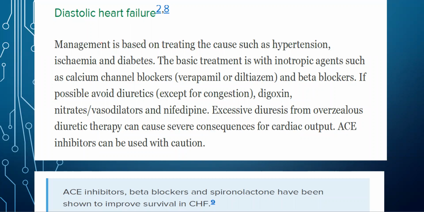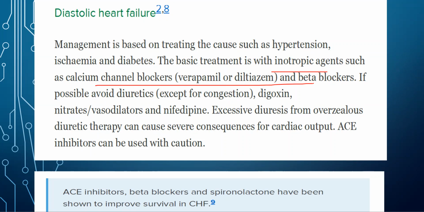In diastolic heart failure, the management is based mainly on treating the underlying cause. If the patient has hypertension, manage the hypertension. If the patient has diabetes, control the diabetes. But the basic treatment is with a calcium channel blocker and a beta blocker.